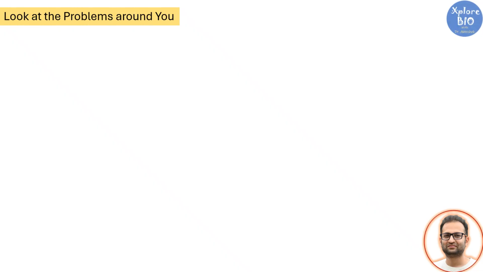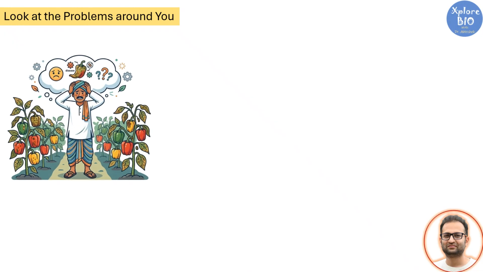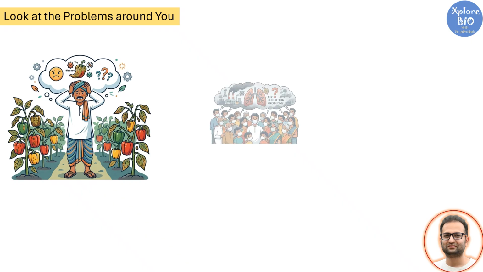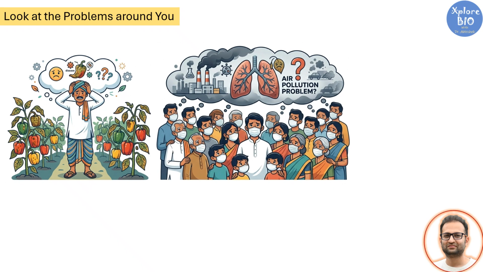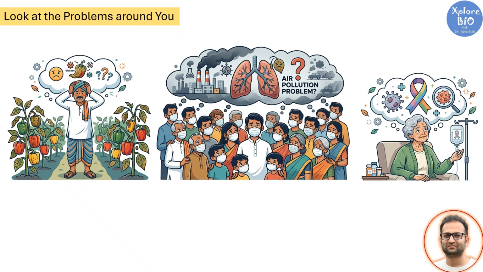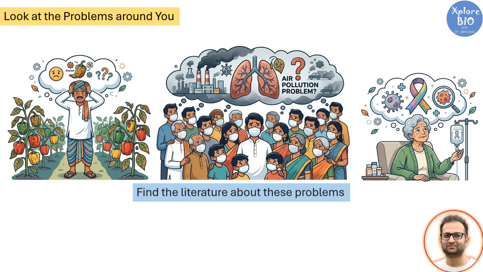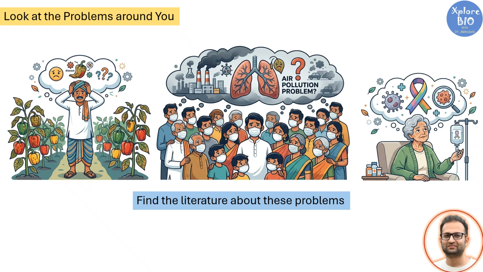Another way of finding a groundbreaking research question is to look at the problems around you. Is there any agricultural issue farmers are facing? Is there a pollution problem affecting the population? Or a disease like cancer that needs a better cure? These are highly impactful research areas. Select a problem, search the literature for what is known, what is unknown, what is the gap, and determine how you can solve it.